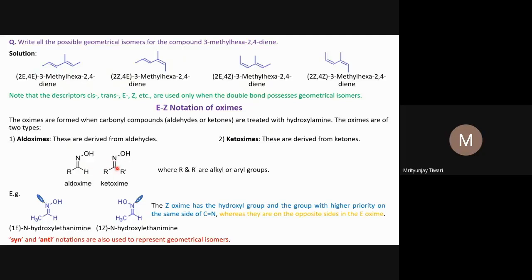And here, in the case of ketones, both groups are alkyl groups, and you can see here R and R' are alkyl or aryl groups. This is a ketoxime. So ketoximes, like aldoximes, also show geometrical isomerism, because they also have lone pairs. This nitrogen has a lone pair of electrons.